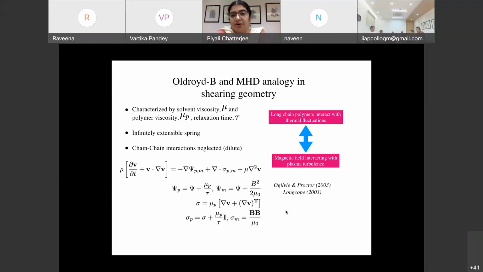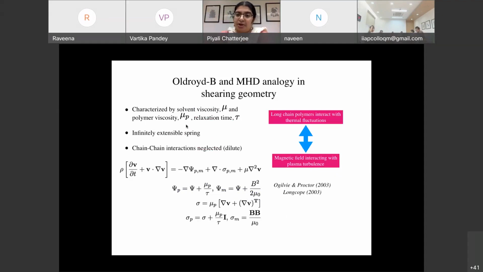Okay, so now using this idea of the Maxwell pot model, there is a model known as the Oldroyd-B model. It was probably proposed by somebody called Oldroyd, who had this A, B, C, D model. So the B model is known as the Oldroyd-B model. For polymers, it is characterized by a solvent viscosity, which in our case will be the viscosity of the water, and added to it the polymer viscosity.